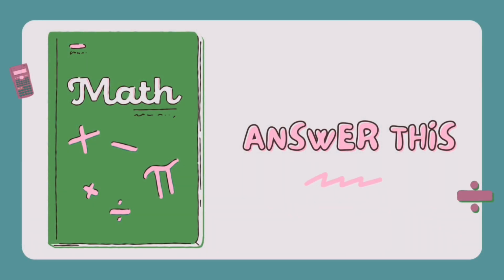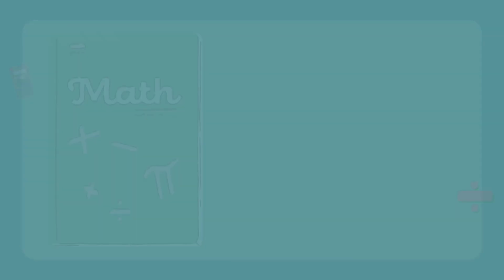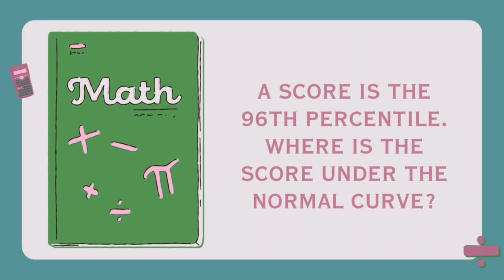Now, co-students, you need to answer this. For my activity, you need to answer this. A score is at the 96th percentile. Where is the score under the normal curve?